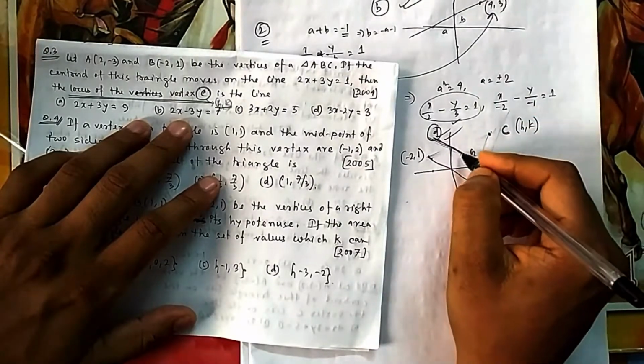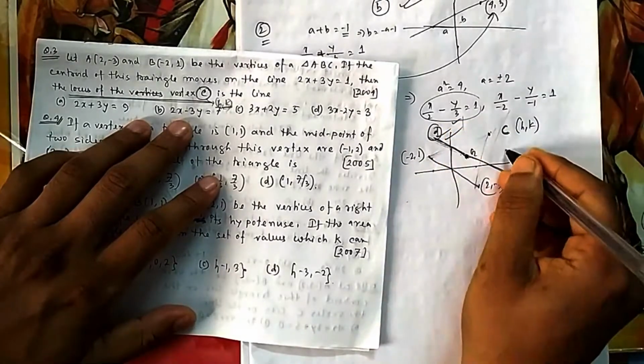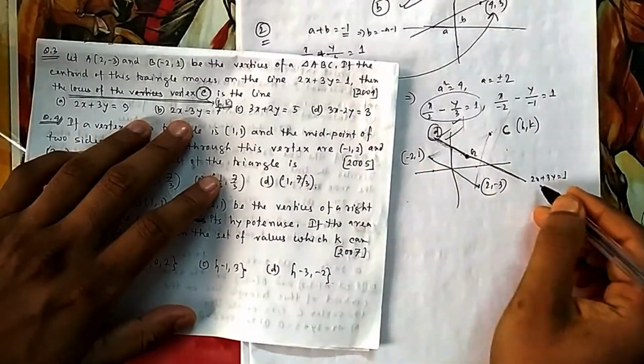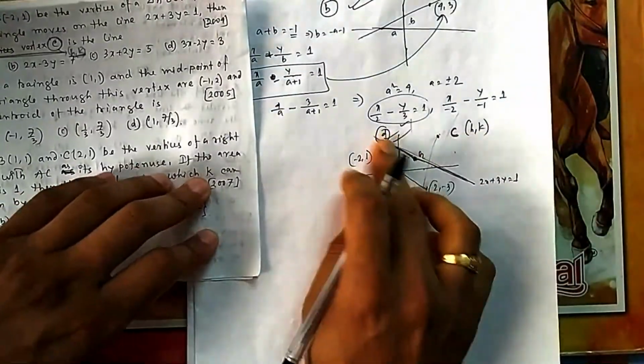So then your centroid can be here, or your C can be this, so the centroid can be there. Anywhere the centroid should lie on this line. That is the condition they are asking. You choose C in such a way that the centroid is lying on the line.